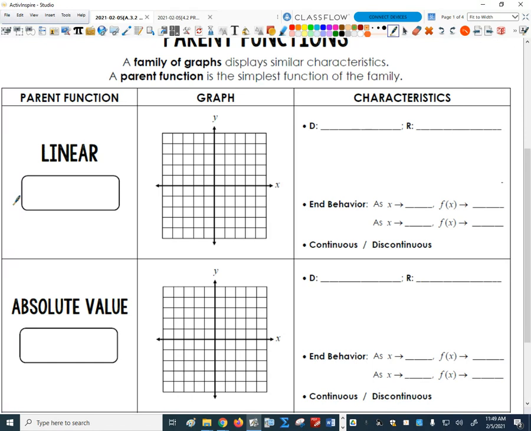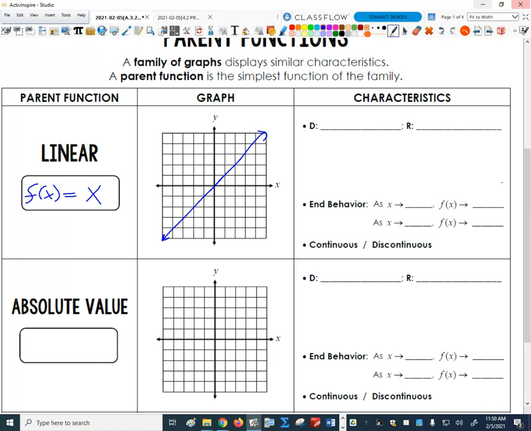Well, the parent graph for a linear function is f of x equals the most basic possible line, which is just x, right? We know what that looks like. The line y equals x is just a line with a slope of 1 that goes through the origin. So we could fill in some information about this. What's the domain of the function f of x equals x? What are all the possible x values that an ant could stand on?